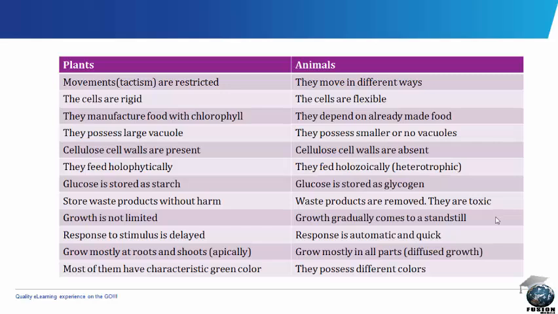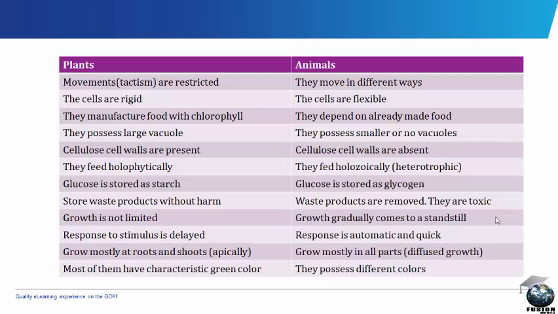However, living things are grouped into two, plants and animals, and they differ in various ways. For plants, movements are restricted, whereas in animals, they move in different ways. In plants, the cells are rigid. In animals, the cells are flexible. In plants, they manufacture food with chlorophyll, and in animals, they depend on already made food.